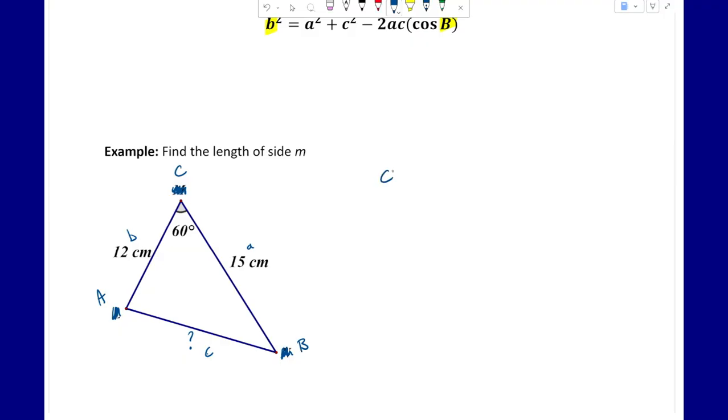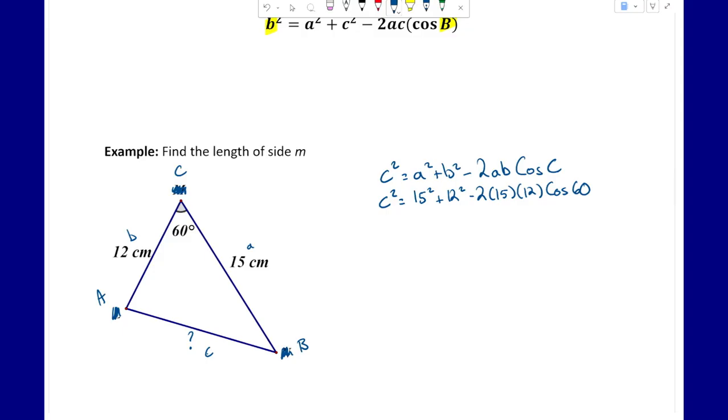So I'm going to write out my formula. C squared equals A squared plus B squared minus 2AB times cosine C. Now I'm going to plug in my information. I don't know the side length squared. I do know side A is 15, so 15 squared. Side B is 12, so 12 squared, minus 2 times 15 times 12 times cosine of angle C, or 60.